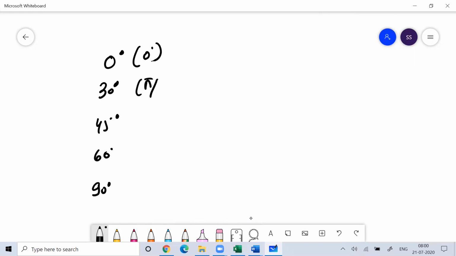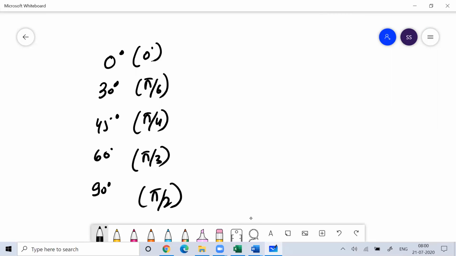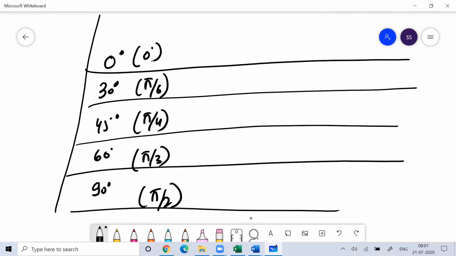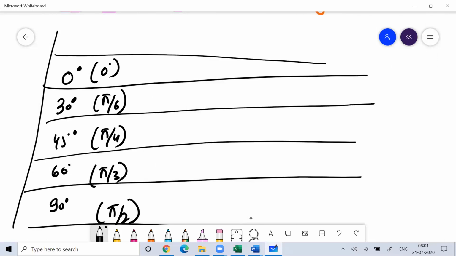Normally, whenever we talk about angle, we represent angle in the form of 0 degree, 30 degrees, 45 degree, then 60 degree, and then 90 degree. So this is 0 degree, this is pi by 6, this is pi by 4, this is pi by 3, this is pi by 2. This is a normal conversion which we keep in our mind.